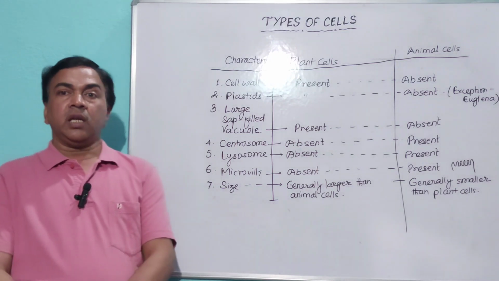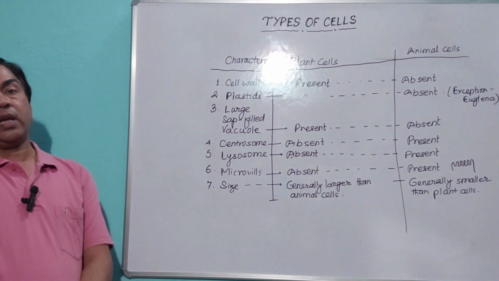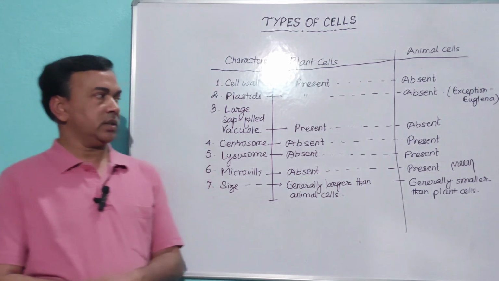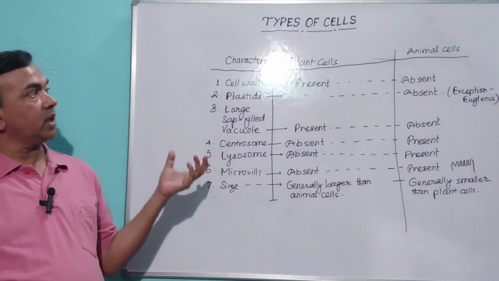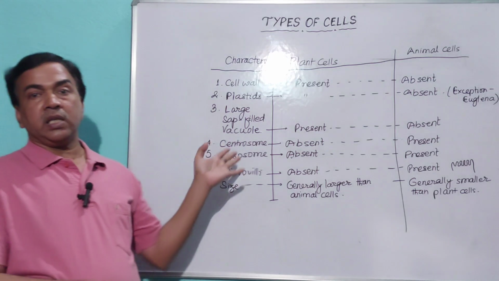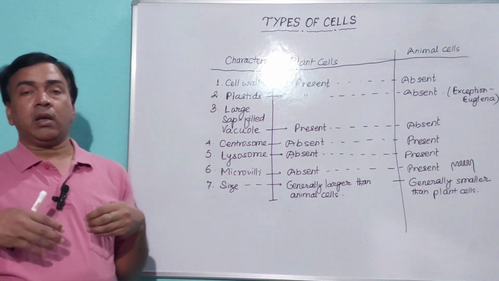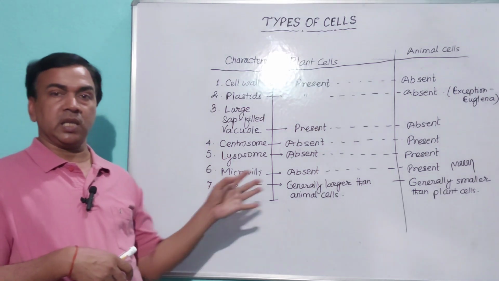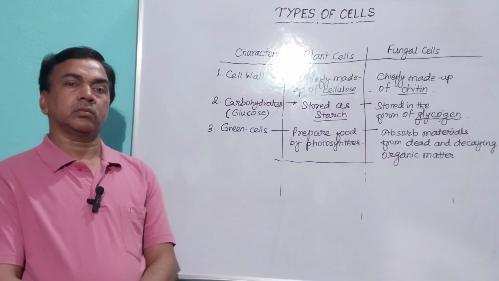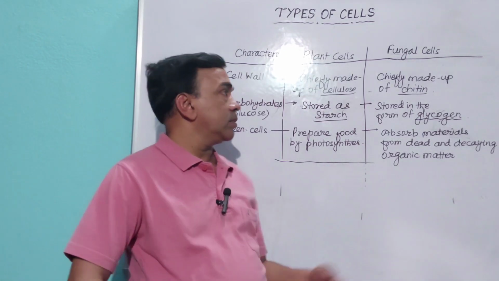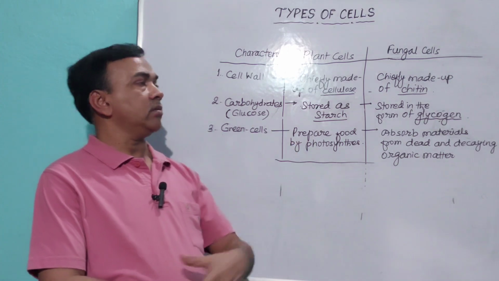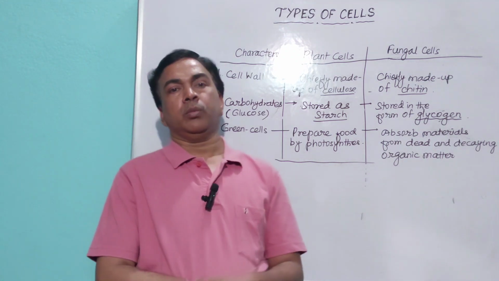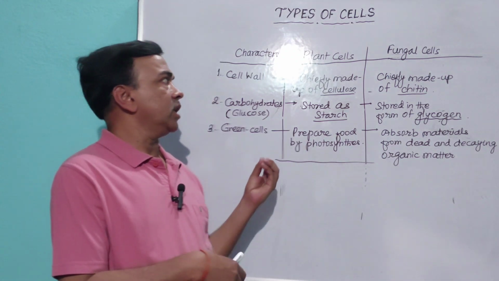Size. Generally, plant cells are larger than animal cells and animal cells are smaller than plant cells. So these are the differences between plant cells and animal cells. There are many more differences, but these are the basic differences between plant cells and animal cells. Now we will see differences between plant cell and fungal cell. Both are eukaryotic cells and many characters are similar.